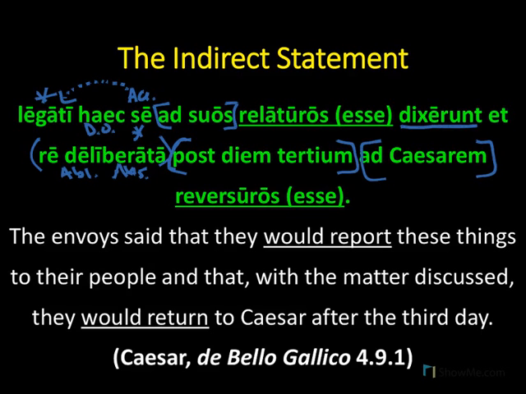As Caesar is fighting his wars in Gaul, he works closely with envoys or legates from various tribes around Gaul, and these legates serve as go-betweens between their tribe and Caesar. The envoys said that they would report these things to their people, and that, with the matter having been discussed among their people, they would return to Caesar after the third day.